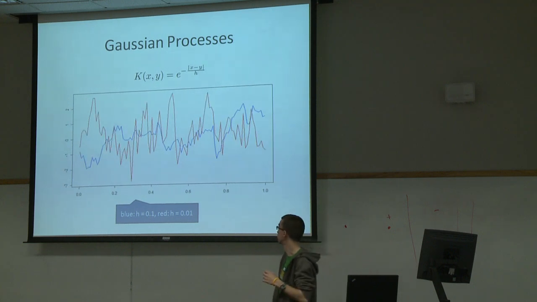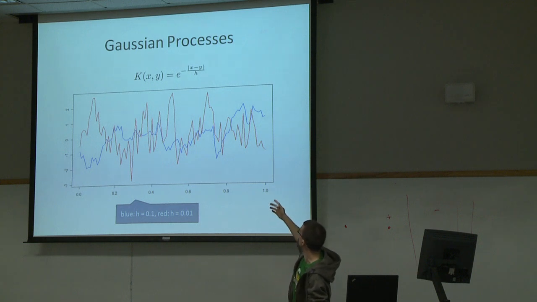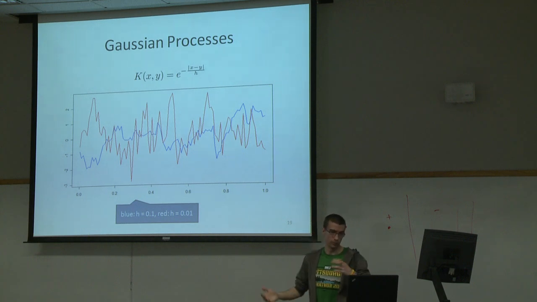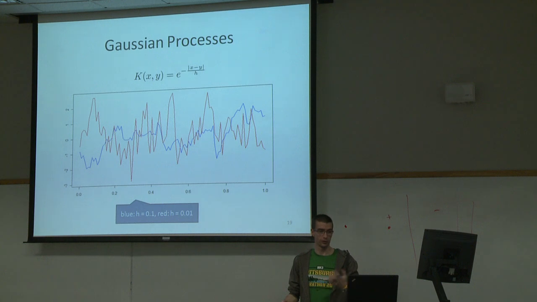Another example with a different kernel. Now, the only change is that the exponent of x minus y is no longer being squared. This results in much more jagged, non-smooth looking functions. So the nature of the samples from a Gaussian process is highly dependent on what this kernel looks like.